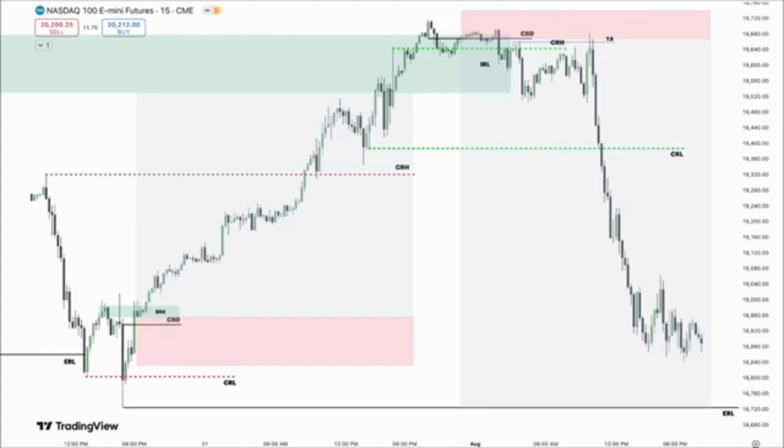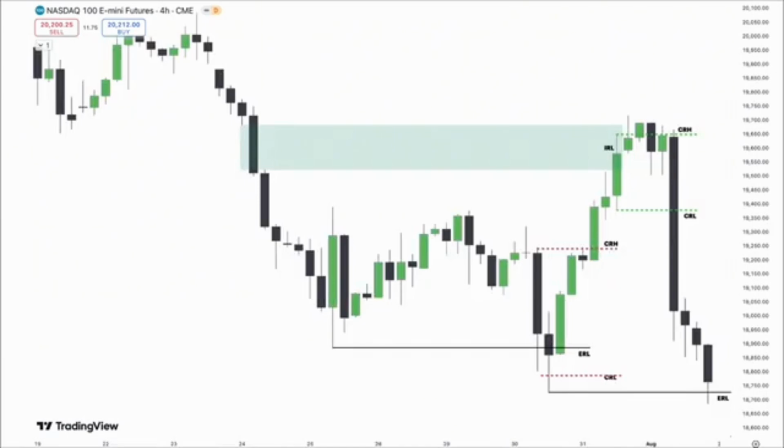And there you have it. The price has hit our final target, offering a significantly high risk-to-reward ratio. You've probably noticed how blending IRL and ERL with CRT allows us to catch swing trades with remarkable precision, effectively increasing our rewards while minimizing risk.